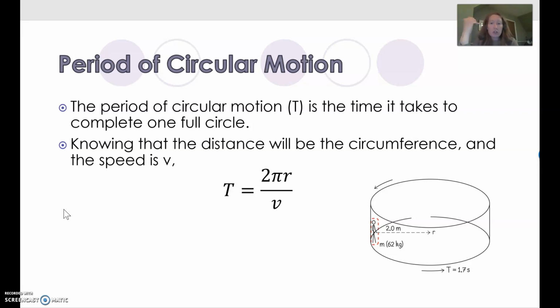And you could calculate that. You would know the circumference of the circle, for instance, and the speed of a point on the outside edge, let's say. And then you could find that period. Or maybe you know the period and you know the radius and you're trying to find the velocity, or the speed, I should say. Okay.